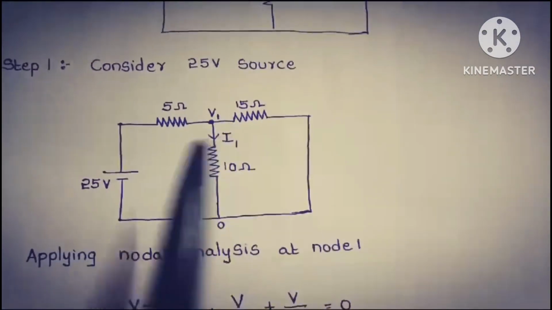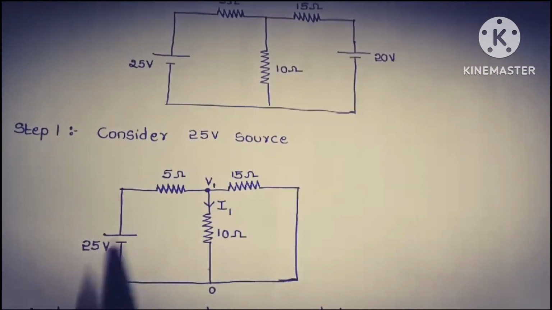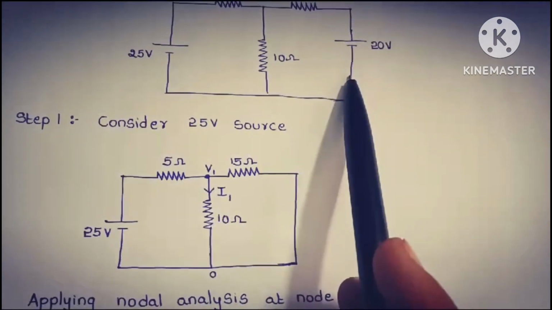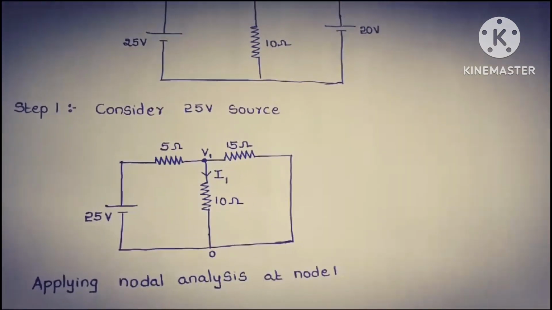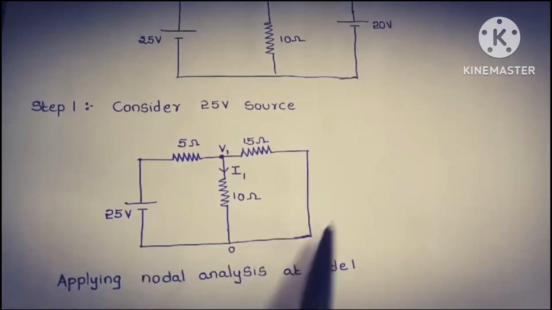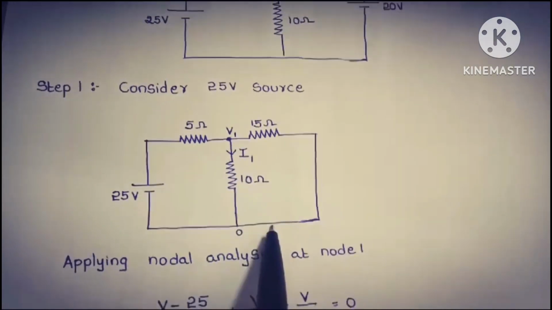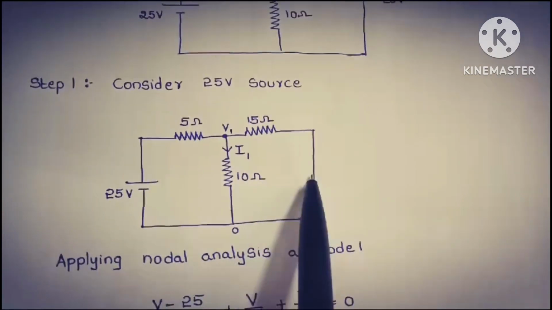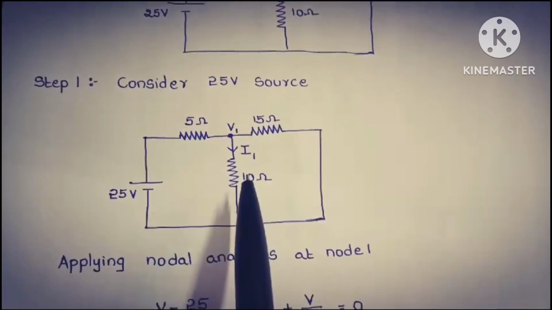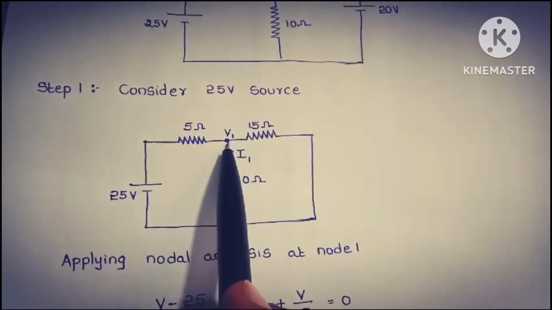Considering the 25 volt source, the other source, that is the 20 volts, has to be short circuited. So this is the final circuit we are going to have. Here I have considered the 25 volts and short circuited the 20 volt source. Now apply nodal analysis. For applying nodal analysis, we need to identify the nodes where more than two elements are connected. So this is a node at which more than two are connected.